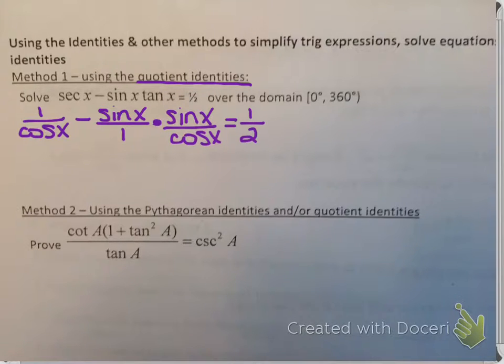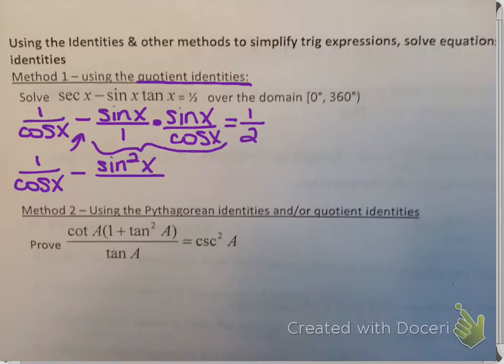PEMDAS would actually have something that it would allow me to do, and it would allow me to multiply these 2 things together, and then it would allow me to actually subtract, which before I couldn't have done. So I'm going to go ahead and follow PEMDAS now. First, I'm going to multiply the 2 fractions together. So I multiply straight across. Sine of x times sine of x is sine squared of x, and 1 times cosine is cosine of x. So I did the multiplying step of PEMDAS.